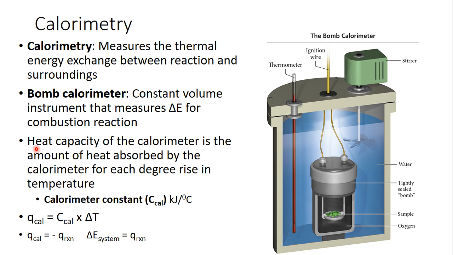We also have to take into consideration the heat capacity of the calorimeter, because it's not only the water being heated up, but it's our system as well. So the heat of our calorimeter equals our calorimeter constant times delta T. And the heat of our calorimeter equals the minus heat of our reaction.